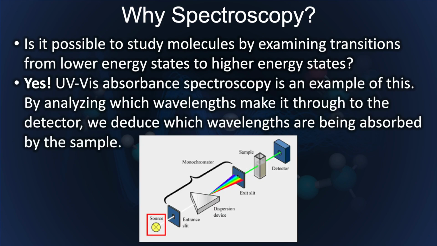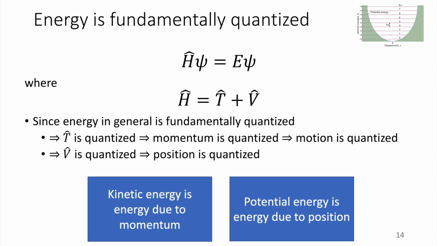UV-vis absorbance spectroscopy is a really common way of doing this, where essentially you send light through your sample and you control which wavelengths are going through at a given time so that you can see which wavelengths are being absorbed and which ones are not. From that, we can deduce information about the molecule by which wavelengths are being absorbed, which we can tell by quantifying how much light is making it to the detector. And of course, as mentioned in the title, we really want to keep quantum mechanics front and center in our discussion of spectroscopy.